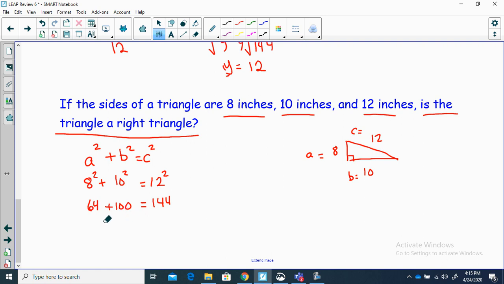Okay, let's see. 100 plus 64 is 164. Is 164 equal to 144? No, it's not. So this is not a right triangle, okay? This would not be a right angle. This would not be a right triangle.